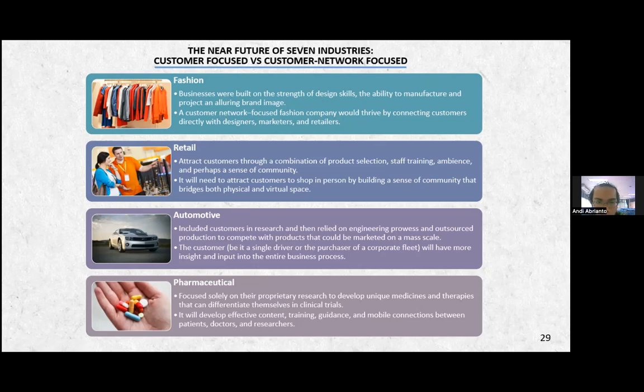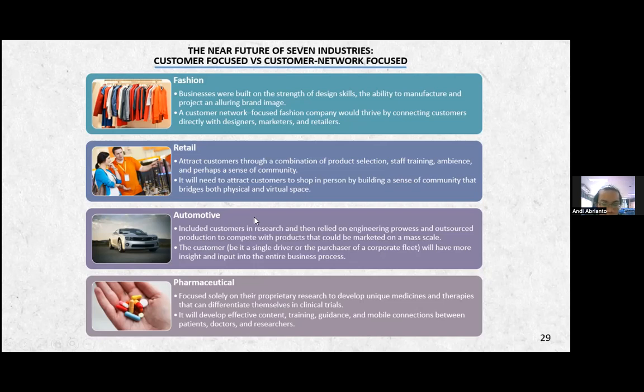And in the retail industry, in customer focus, they attract customers through a combination of product selection, staff training, ambience, and perhaps a sense of community. But in a customer network focus organization, it will need to attract customers to shop in person by building a sense of community that bridges both physical and virtual space.